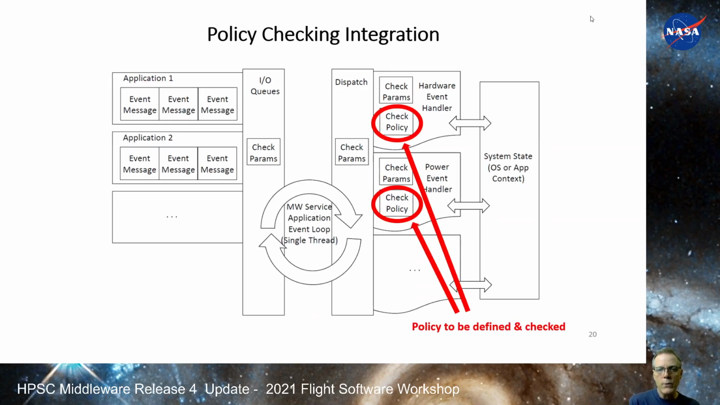This slide highlights where the policy checks are implemented for each middleware service application hardware event handler. So you can see here on the right that it's specific to the unique handler and can be implemented as such.